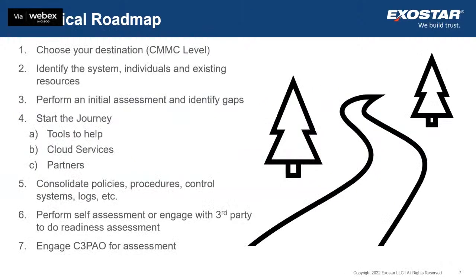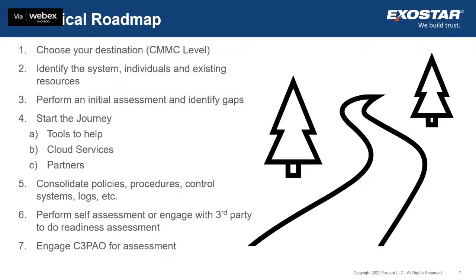All right, so as promised, this is kind of the Exostar practical roadmap for that CMMC compliance. That first thing you want to do, and I'm going to spend a little bit of time on this, is really you got to figure out where your destination is. Which of the CMMC levels does your organization need to achieve to fulfill either the contracts you want to bid upon, your overall business goals, etc.?